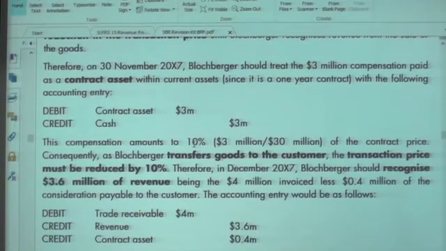Then the compensation amount is 10%, because you pay 3 million and your price is 30 million. Therefore, the amount payable to the customer is 10% of the contract price. Consequently, when the company transfers goods to the customer, the transaction price must be reduced by 10%. Therefore, at the end of December, the end of the first financial year, the company should recognize revenue of 3.4. Why? Because of the consideration you paid to the customer, 10%.